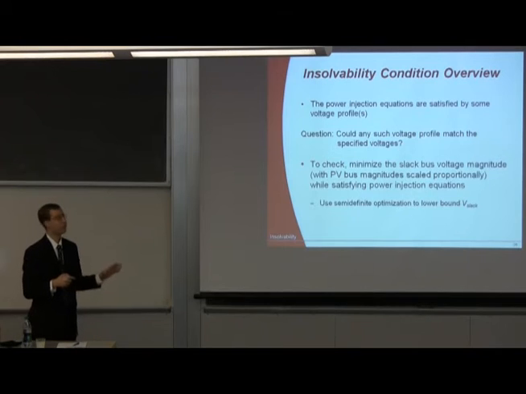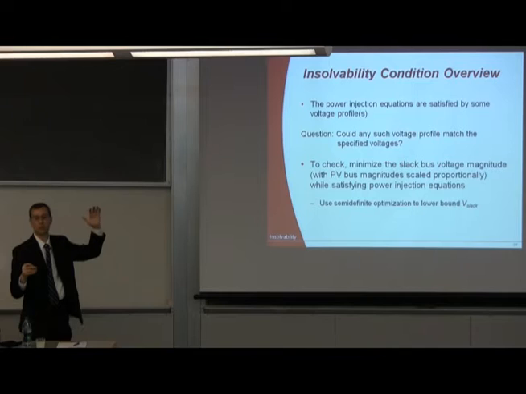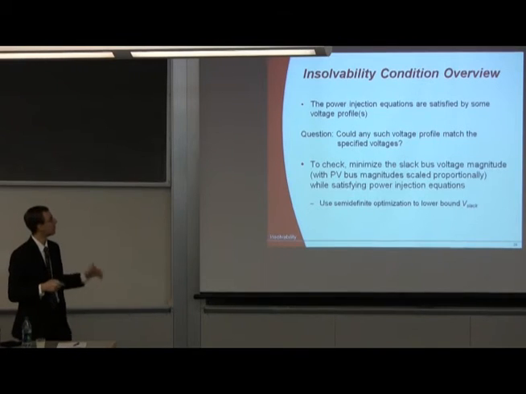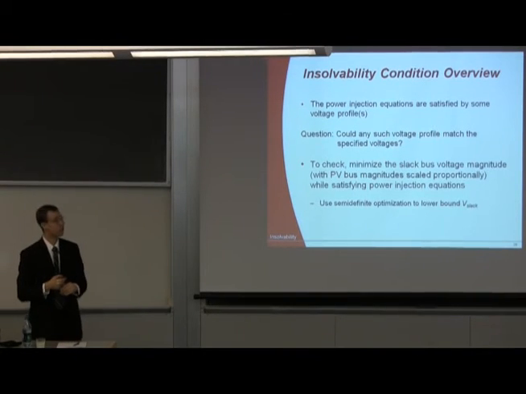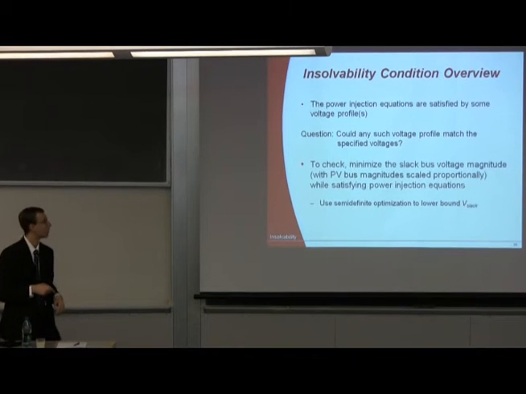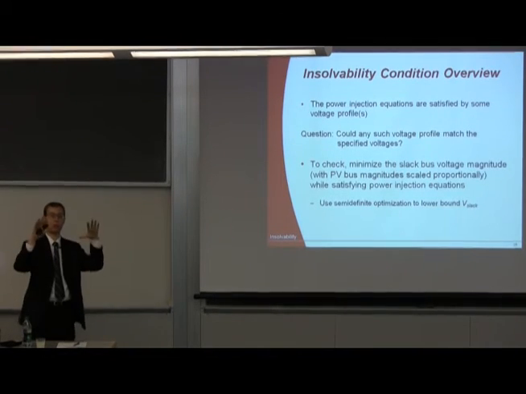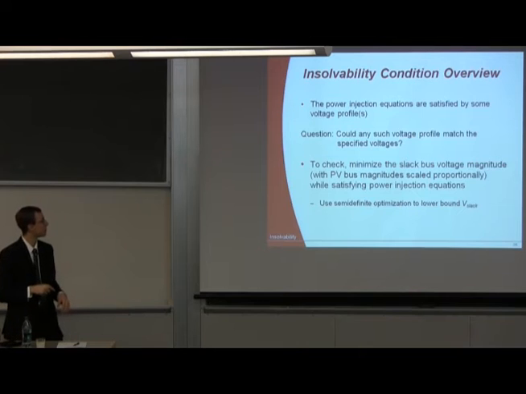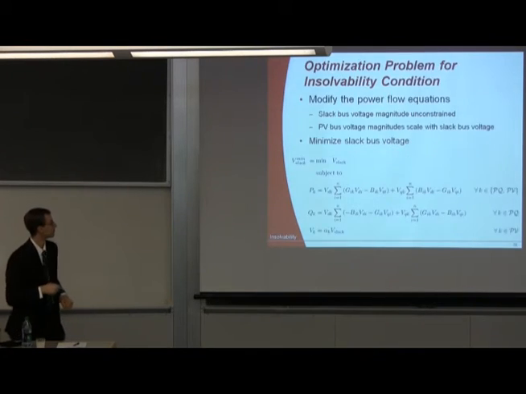So perhaps to rephrase this, we say that the power injection equations are satisfied by some voltage profile, perhaps sufficient, very high. We ask the question, could any such voltage profile match what we specify our voltages to be? To check, we minimize the slack bus voltage while locking the PV bus voltage magnitudes proportionally, so we're changing the whole voltage profile simultaneously, and we can use semi-definite optimization to get a lower bound on that value.